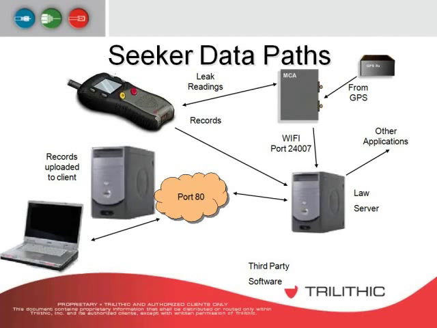So, the data paths: you can see on the drawing that the leaks go to the MCA. The MCA in the truck is the center point of the GPS and the seeker itself. So it's marrying the leakage, the microvolt reading data, with the GPS coordinates. When that's on the MCA, then via Wi-Fi, port 24007, it sends the data directly to the law server, or you can manually go directly to the server via a local PC.